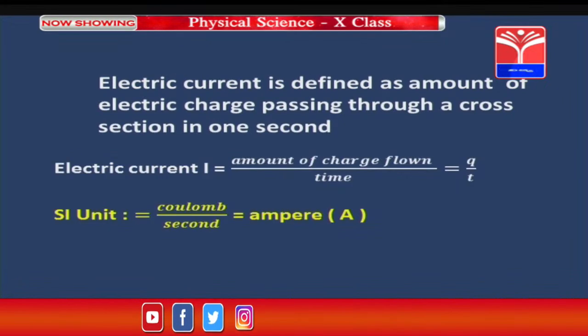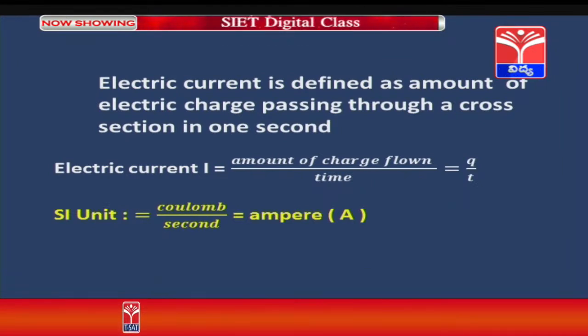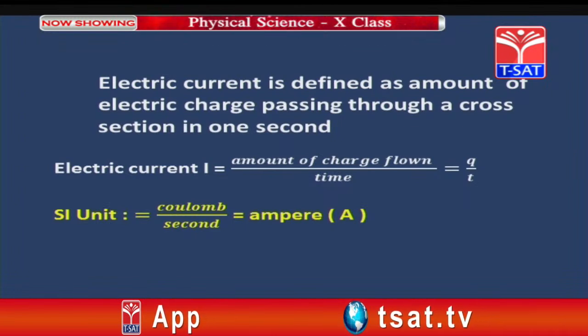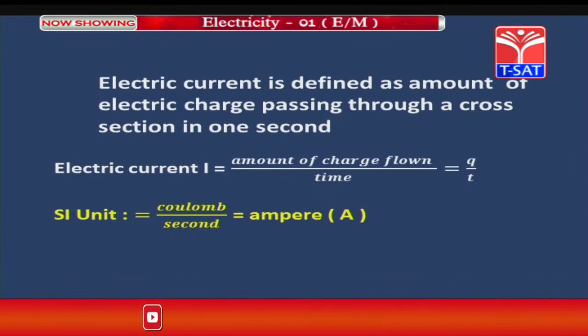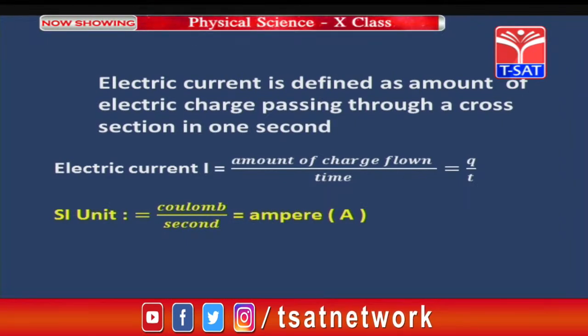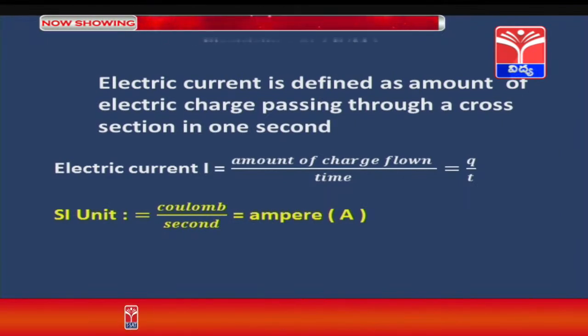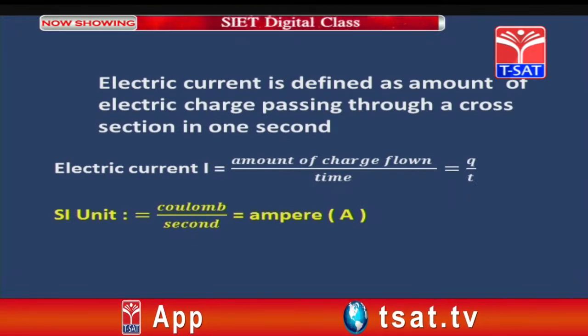We can measure it by using a formula. Electric current is equal to the amount of charge flown through a cross section in unit time. So the formula will be I = Q/T. The SI unit for current is ampere, which is coulomb per second. So we define electric current as the amount of electric charge passing through a cross section in 1 second.